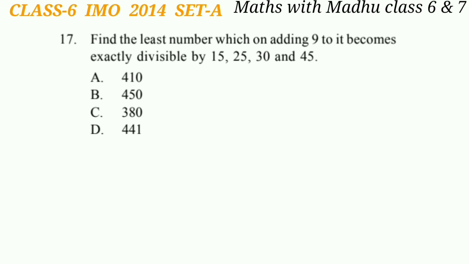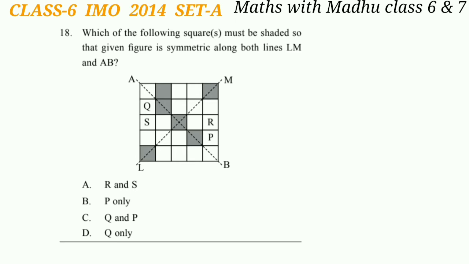Find the least number which on adding 9 to it becomes exactly divisible by 15, 25, 30 and 45. We have to check all the options one by one. The answer will be option D. 441 plus 9 will be 450, which is exactly divisible by 15, 25, 30 and 45. Now question 18.